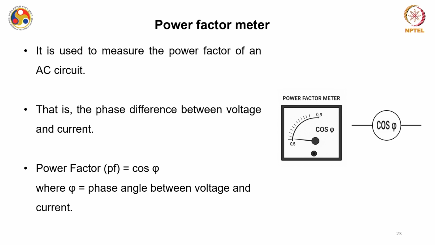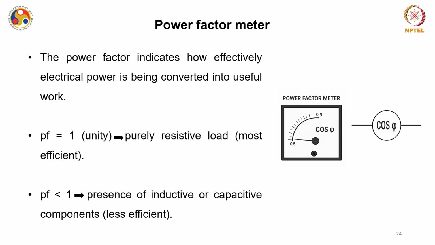Then we have power factor meters. These power factor meters are used to measure the power factor of an AC circuit, that is the phase difference between voltage and current. We know that power factor is given simply by cos phi, where phi is the phase angle between the voltage and the current. The power factor indicates how effectively electrical power is being converted into useful work, and that is why its measurement is very, very important.